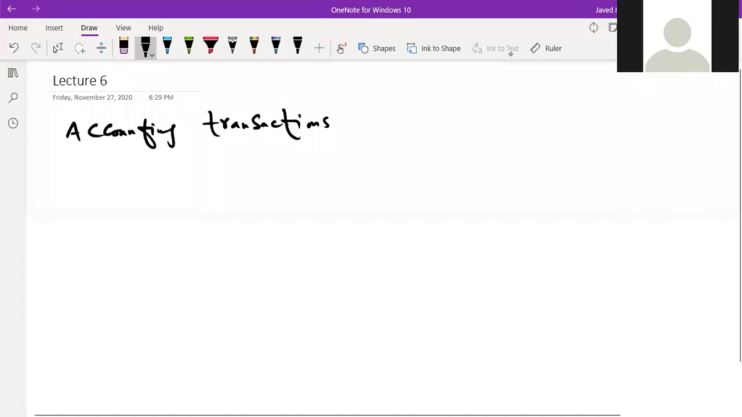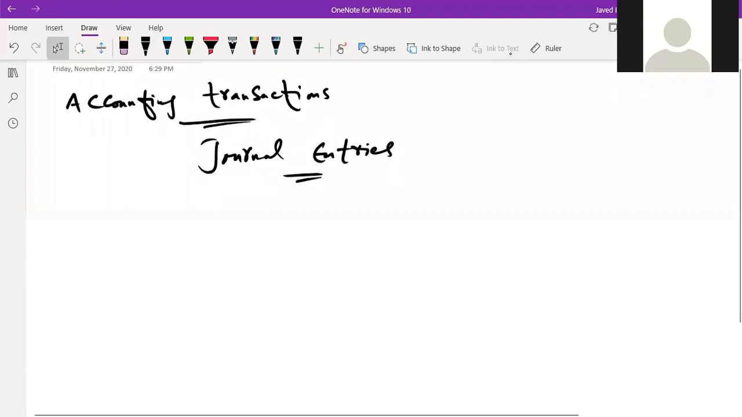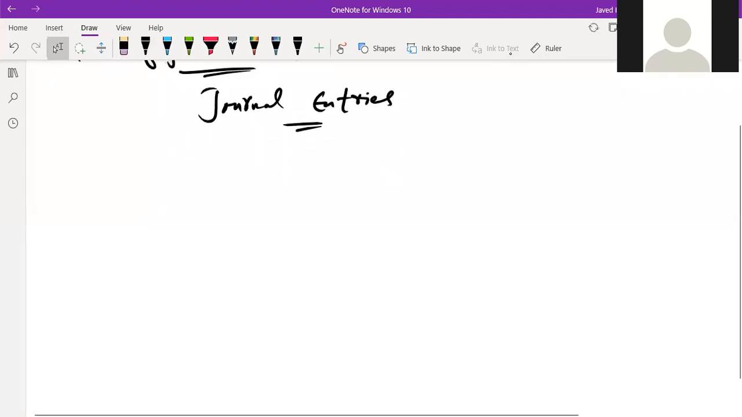We will be doing accounting transactions, and last week we started basically journal entries. So journal entries for different transactions we are trying to do. So today we start with yet another scenario.